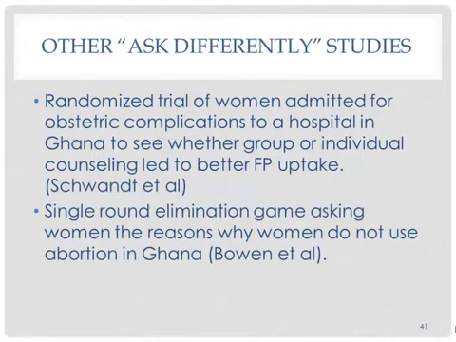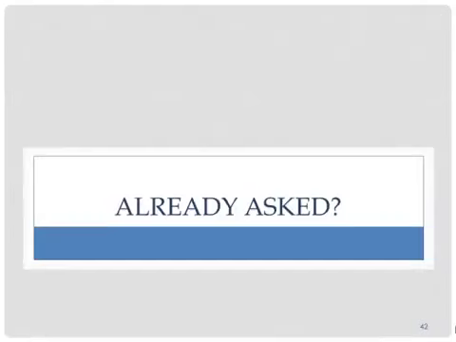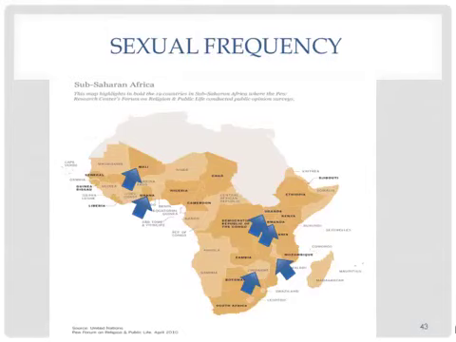Okay, I'm going to quickly just talk about Already Asked. I think, in general, we tend not to look at data sources we have as carefully as maybe we should. So one of the things that I was interested in was coital frequency or sexual frequency in sub-Saharan Africa. And we actually used DHS data for this study.